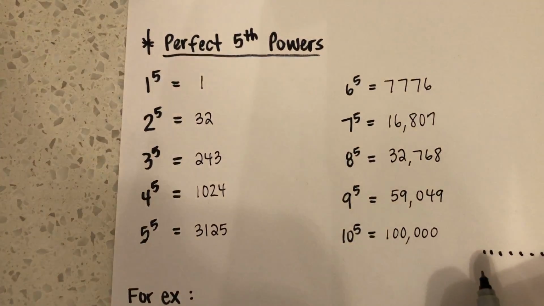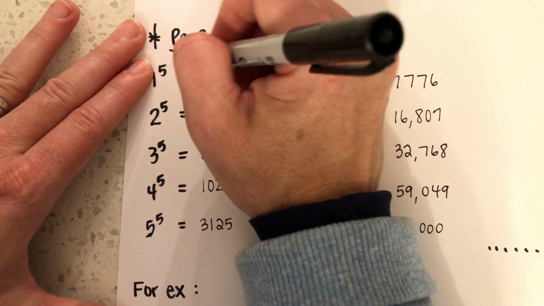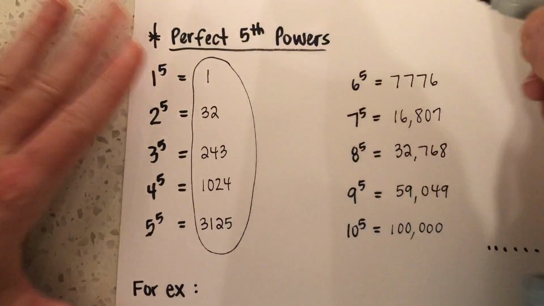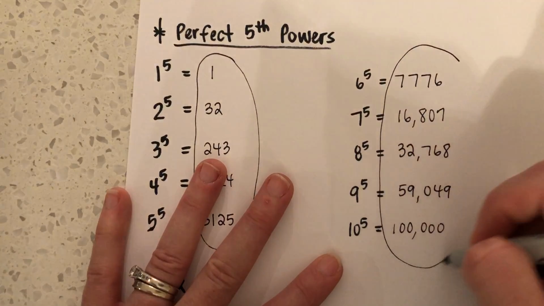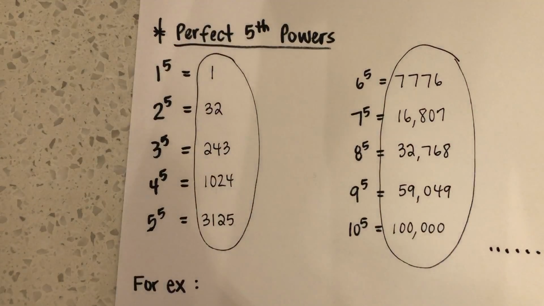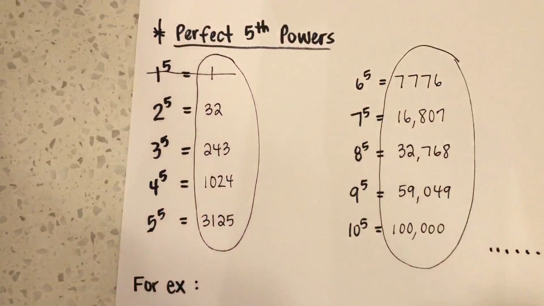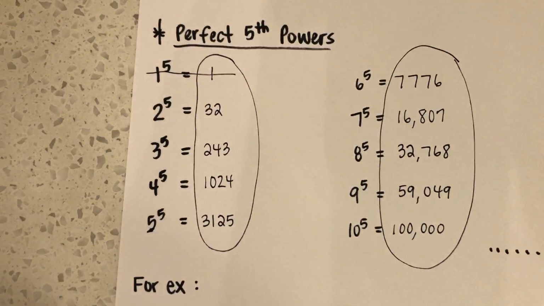Okay? And then again, the list goes on and on and on. But these are your perfect 5th powers. These are the numbers that you want to look for if you're going to take the 5th root of something. Again, we don't include 1 because it won't change the number that we're using at all.